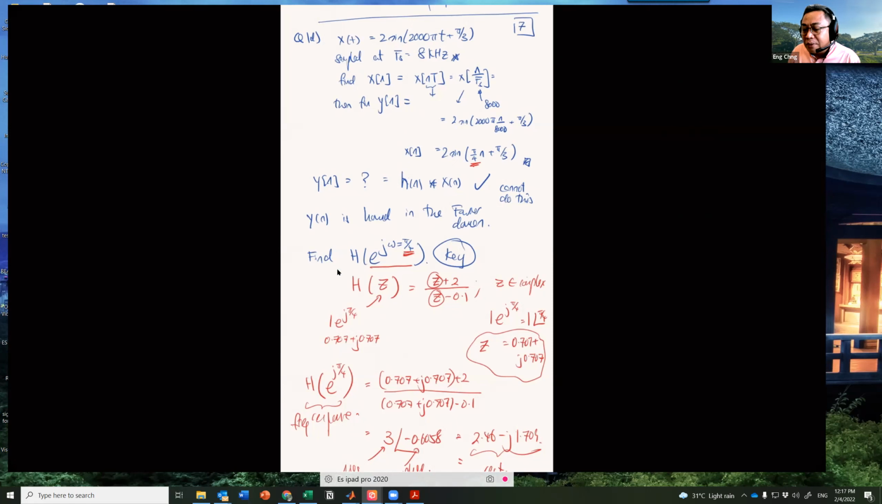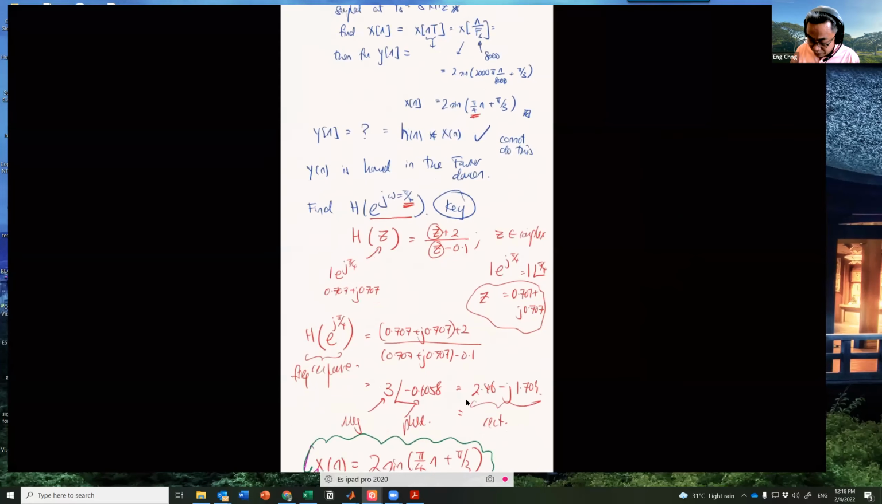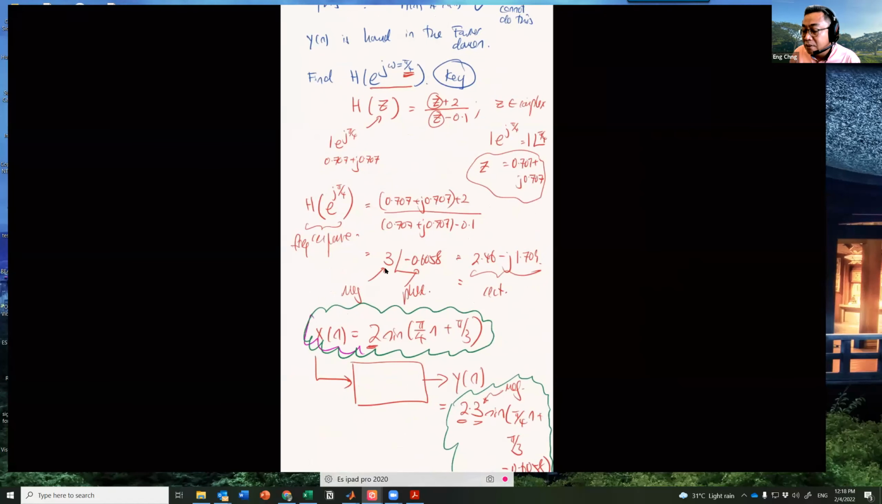We get the frequency response through H(z) by substituting z equals e^j pi over 4. Z equals e^j pi over 4 means all the z becomes e^j pi over 4. So all these complex numbers will divide by complex numbers, and you get another complex number, 2.46 minus j1.709. This rectangular form is not useful. You have to convert into polar form.